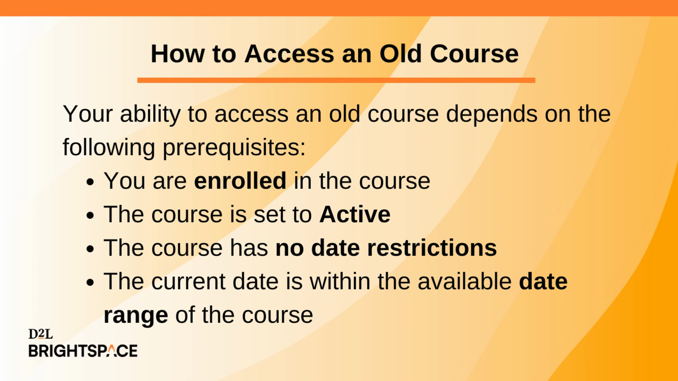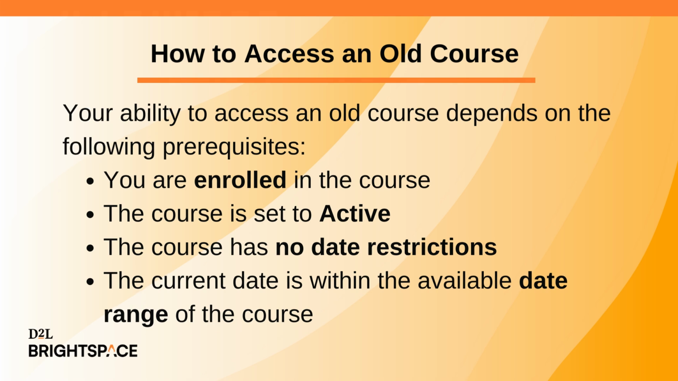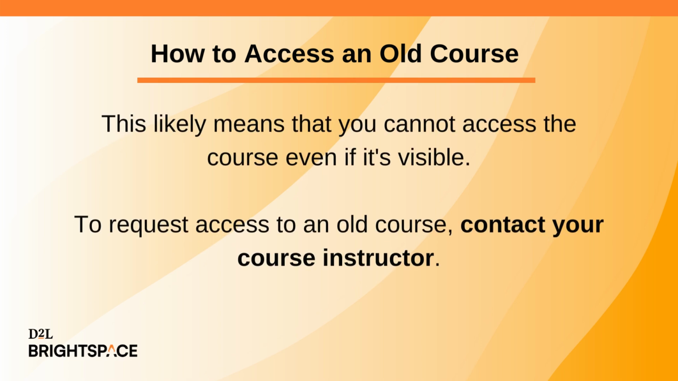However, your ability to access an old course is determined by the following prerequisites. You are enrolled in the course, the course is set to active, the course has no date restrictions, and the current date is within the available date range of the course. This means that while you may be able to see your previous and upcoming courses on the home page or from the course selector, you likely cannot access those courses. To request access to an old course, contact your course instructor.